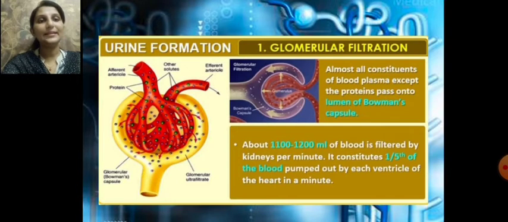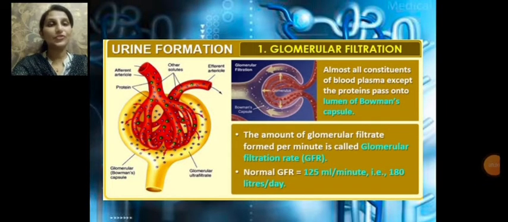Almost all constituents of the blood plasma except the proteins will pass through into the lumen of the Bowman's capsule. Except the proteins, all the other constituents present in the blood plasma will pass into the lumen of the Bowman's capsule. About 1100 to 1200 ml of blood is filtered by the kidneys per minute, and it constitutes about 1/5 of the total blood volume which is pumped out by the ventricles of the heart in a minute. So that's the volume of blood which is filtered per minute.